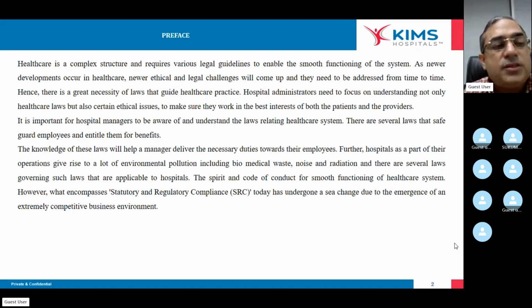As newer developments occur in healthcare, newer ethical and legal challenges will come up, and they need to be addressed from time to time. Hence, there is a great necessity of laws that guide healthcare practice. Hospital administrators need to focus on understanding not only healthcare laws but also certain ethical issues to make sure they work in the best interest of both the patients and the providers.